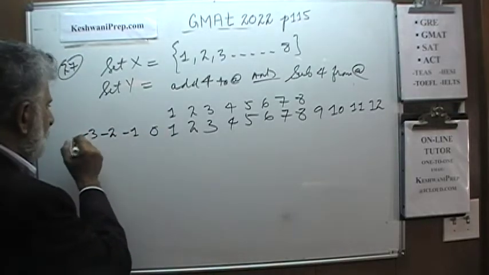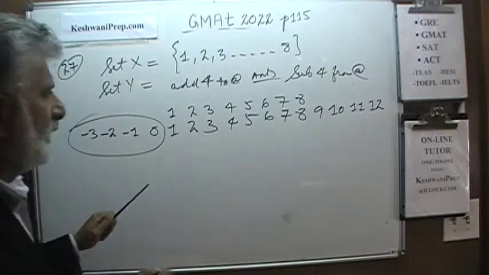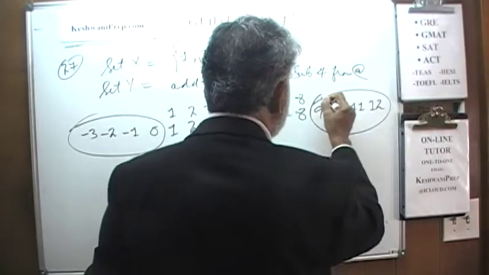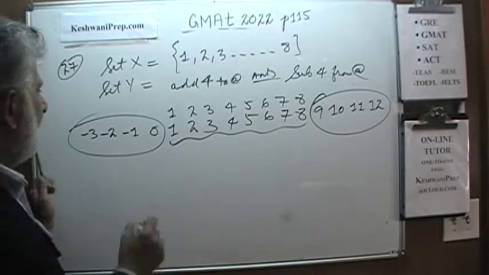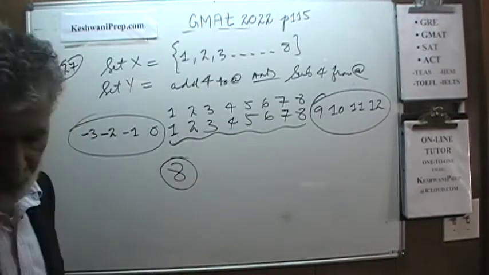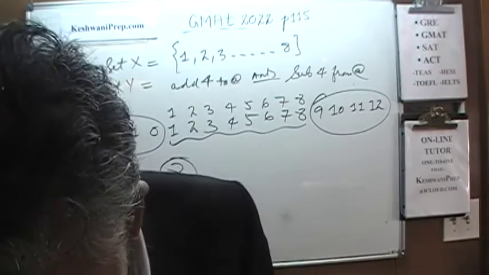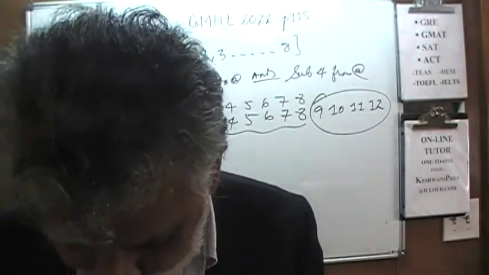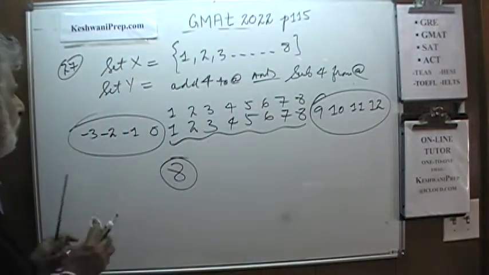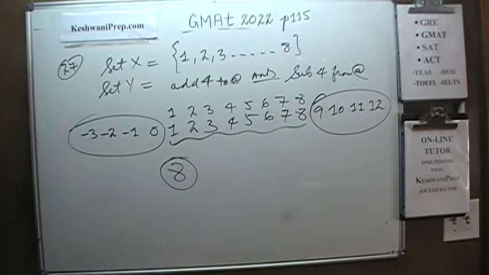There is too much talk for nothing at all. There are 4 here, there are 4 here. This part is the same. Set Y has 8 more members compared to set X. Number 28.